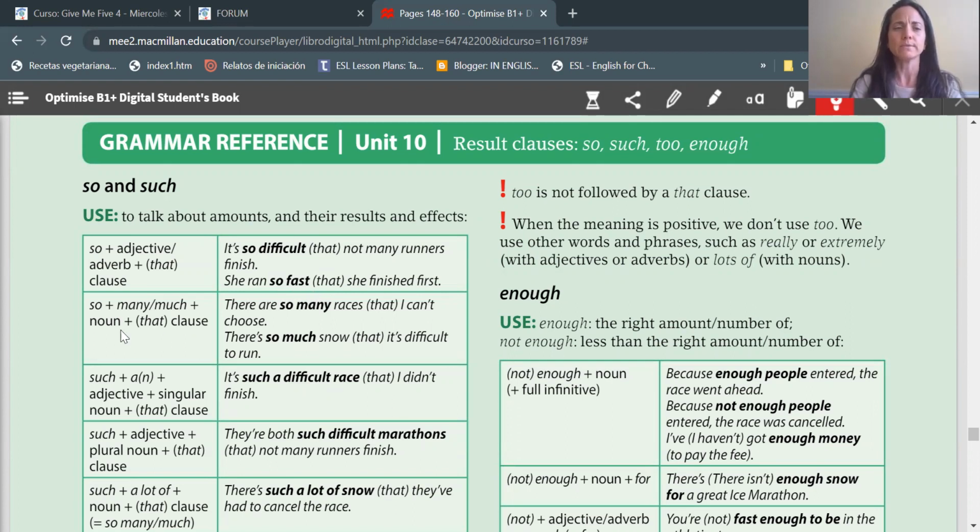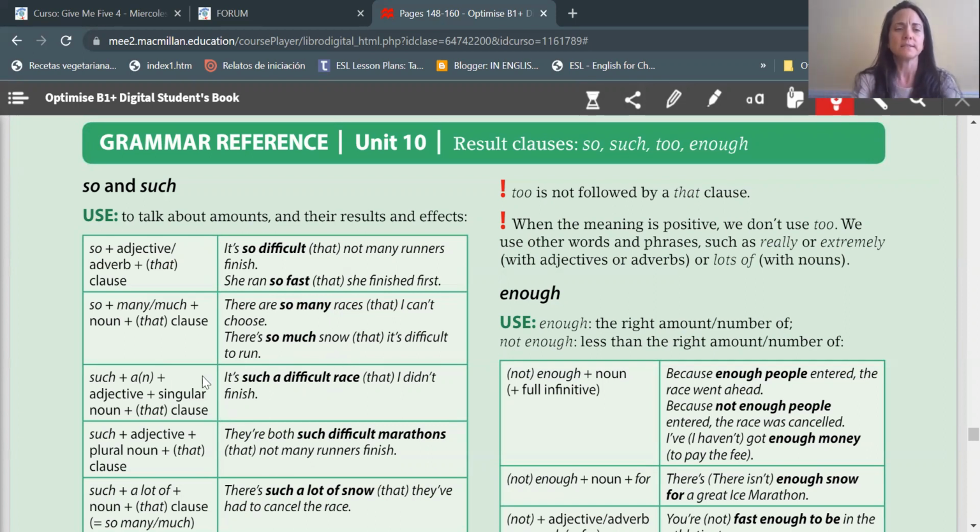In the other structure, we have so plus many or much, plus the noun, of course it will be countable or uncountable, plus the that clause. Remember that a clause, it's like a little sentence with a subject and predicate. Let's see the examples. There are so many races that I can't choose. So many plus a plural noun and the optional that. And the other example, there's so much snow that it's difficult to run. So much plus an uncountable noun plus that clause.